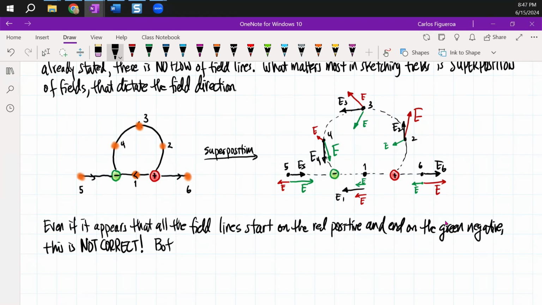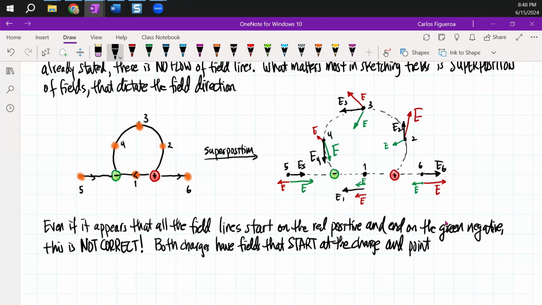Both charges have fields that start at the charge and point outwards. There is no negative field pointing in. It's propagating out there.